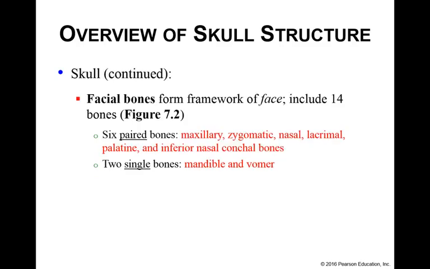And then the other part of the skull is your facial bones, and this of course forms your face, and there are 14 of these. 6 of these are paired. So you have 2 maxillary, 2 zygomatic, 2 nasal, 2 lacrimal, 2 palatine, and 2 inferior nasal conchal bones. And then you have 2 single bones, your mandible and your vomer.